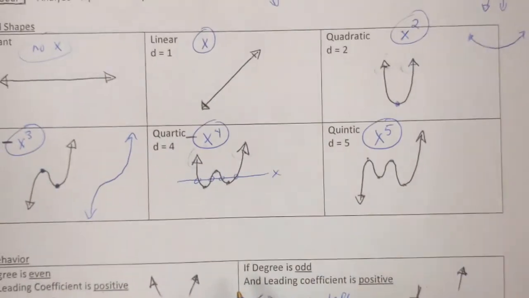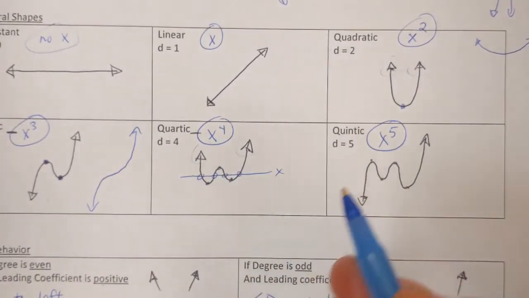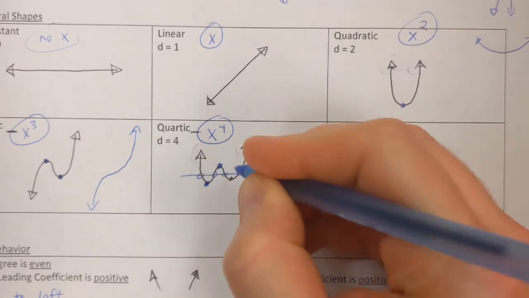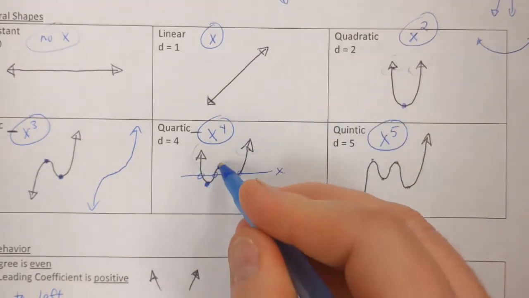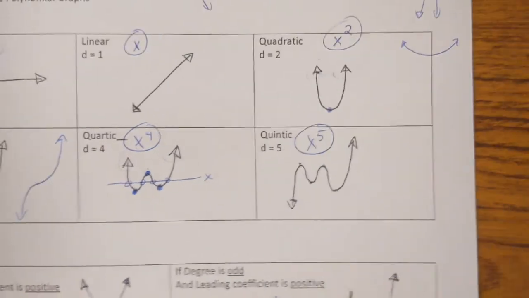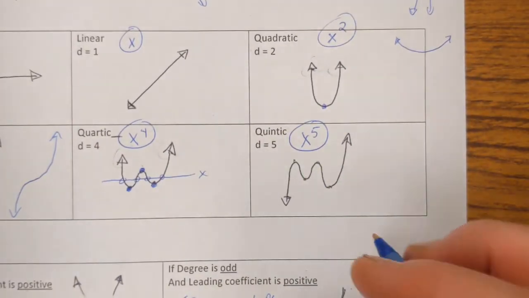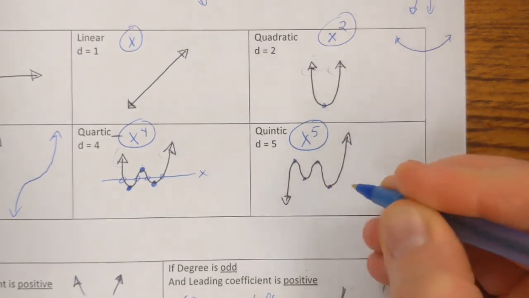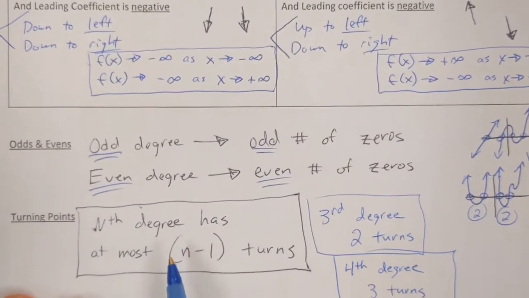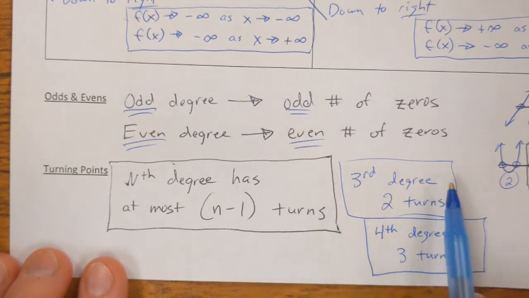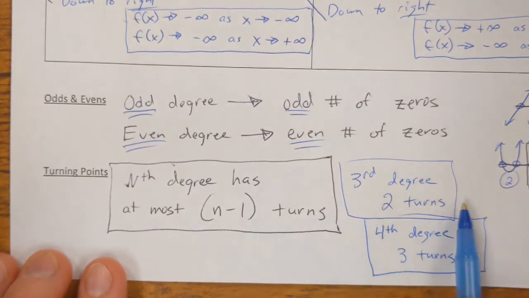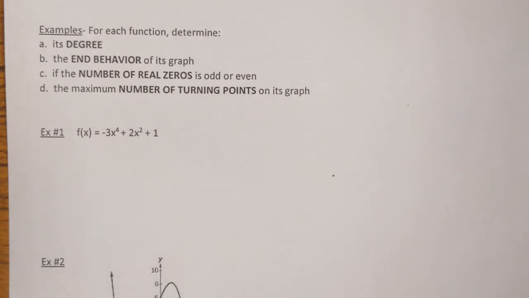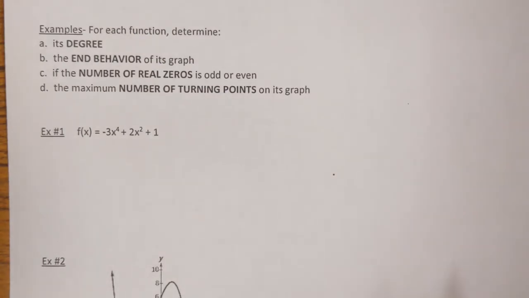X to the fourth, on the other hand, it's going to have up to 3 turning points. Here, this is kind of like the number of vertexes that it has. Here you have 1, 2, 3. X to the fifth degree could have up to 4 turning points. Okay, you get the idea. The formula is simple. If it's nth degree, you take 1 away from that, and that's the maximum number of turns that it could have. All right, so with all of that information, let's get into some examples.